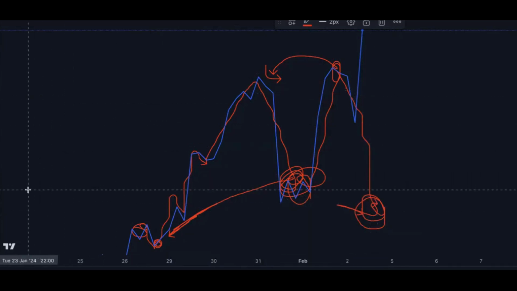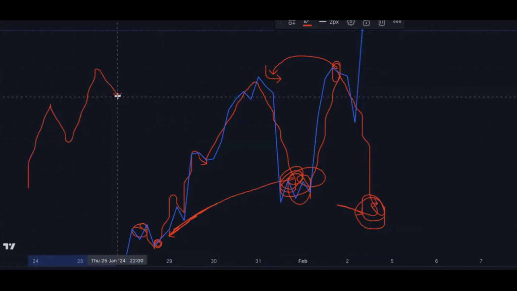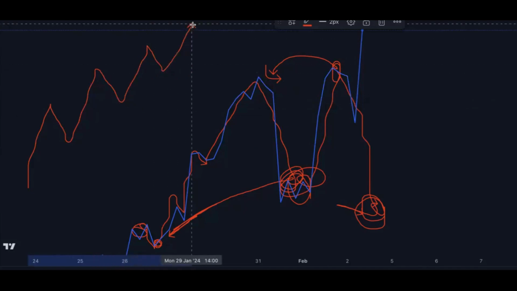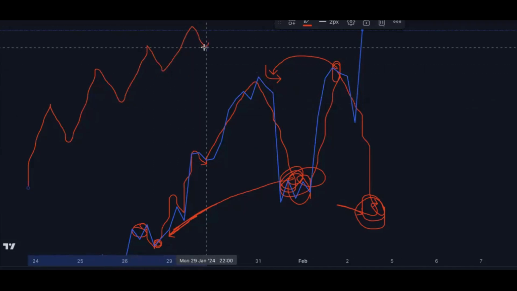So long story short, guys, higher highs, higher lows, higher highs, higher lows. This determines structure. Step 3, identifying liquidity.